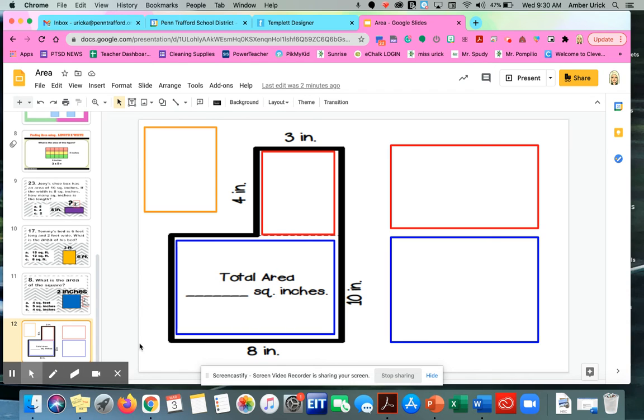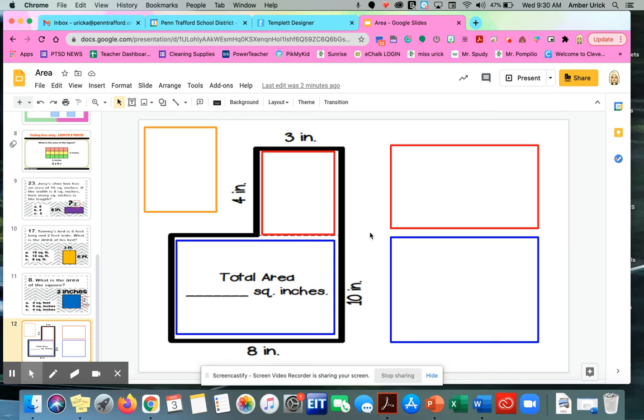So do you notice where I have 8 inches here? This is 8 inches. That means the top is just as long, and that's 8 inches. And right here where I have 10 inches, that means over here is 10 inches.